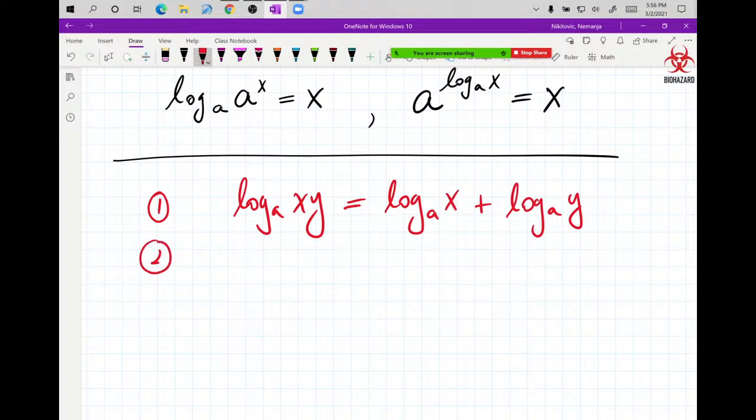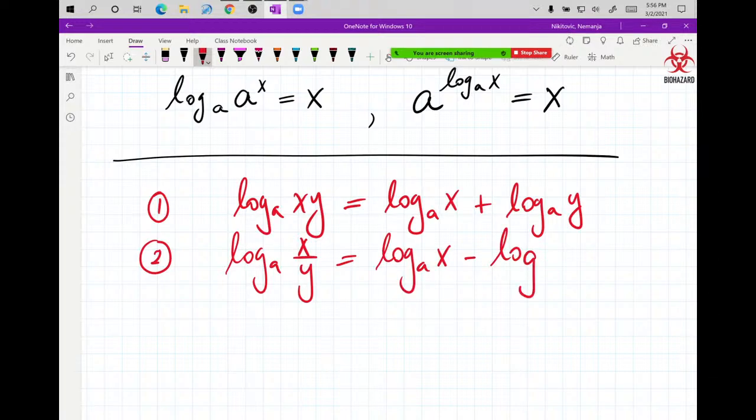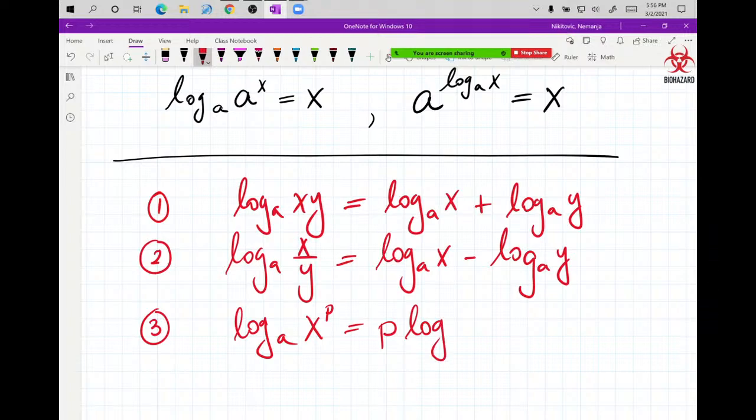Then, number two, you have that the log base a of a division, common sense would be to subtract if the upper one with the multiplication was adding. And number three, if you have log of any base of x raised to the power p, that power p can jump in front of the log.